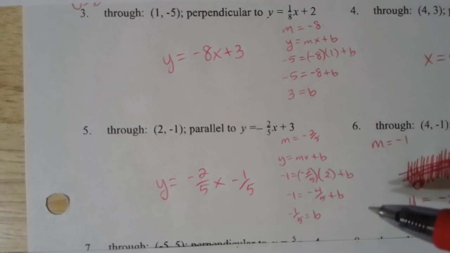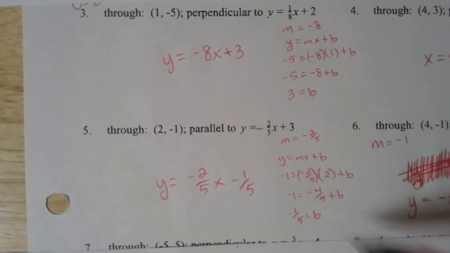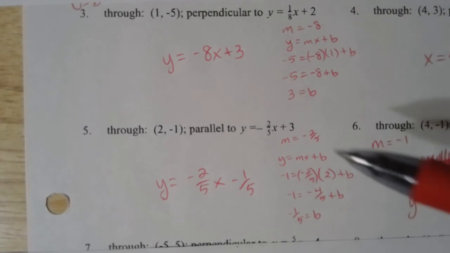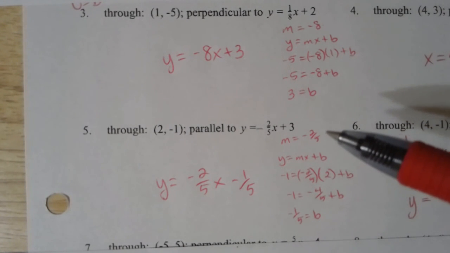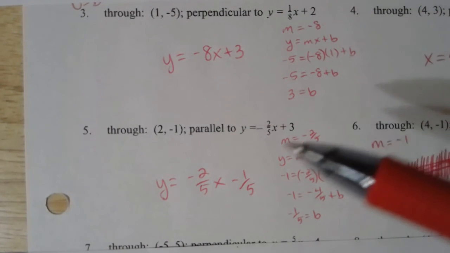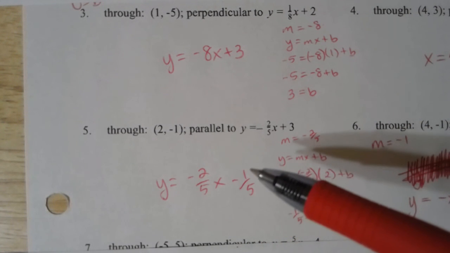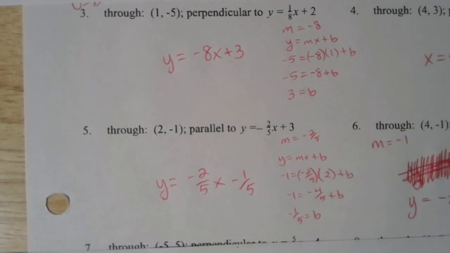So I've got my slope, -2/5, and I've got my y-intercept, -1/5. Put them together back in slope-intercept form. Don't replace the y and the x, but do replace the m and the b. So the equation of my parallel line will be y = -2/5 x - 1/5.